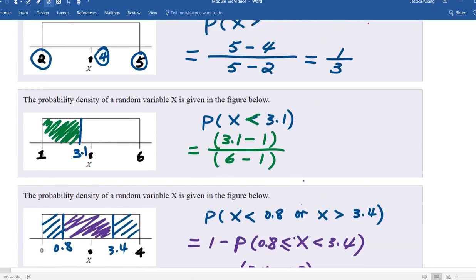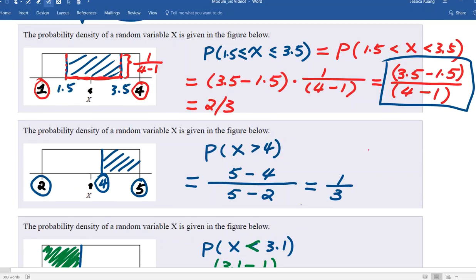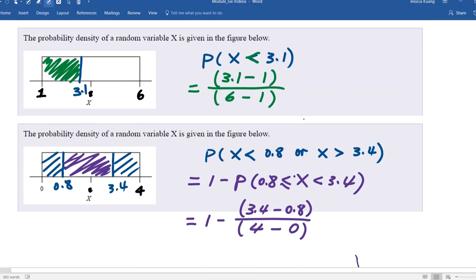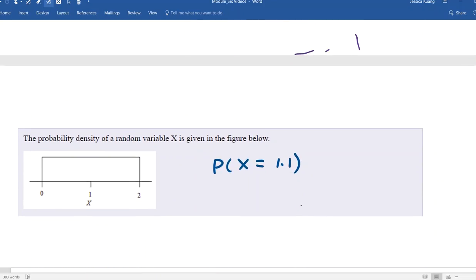Okay, so now I have covered just about every different type of inequality we could imagine. Now, the very last one, I would like to cover a very, very tricky case. That is to find the probability of x strictly equal to 1.1. Now, for binomial distribution, it's possible to calculate the probability of x exactly equal to a particular number. And that probability is not necessarily zero.